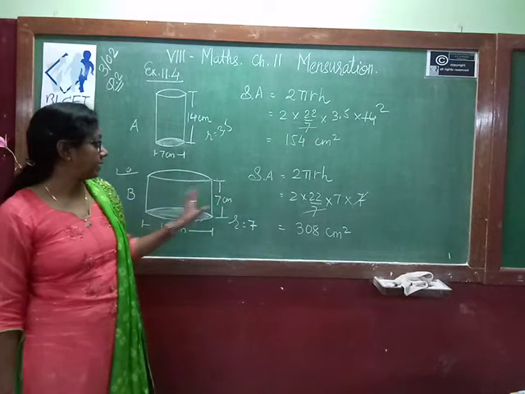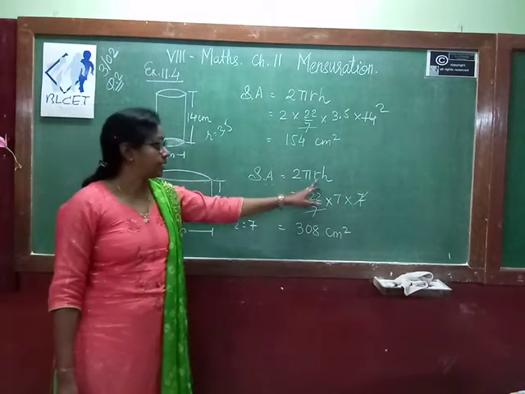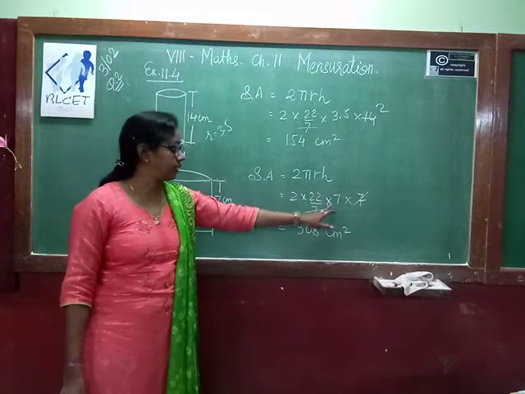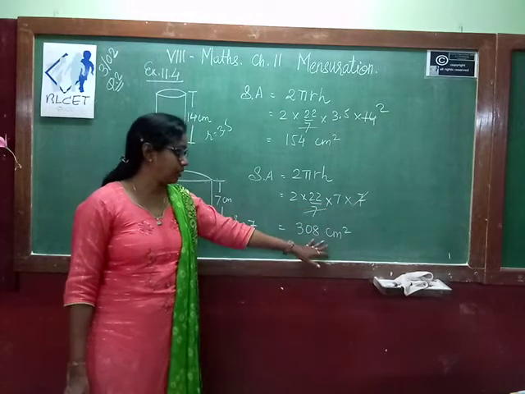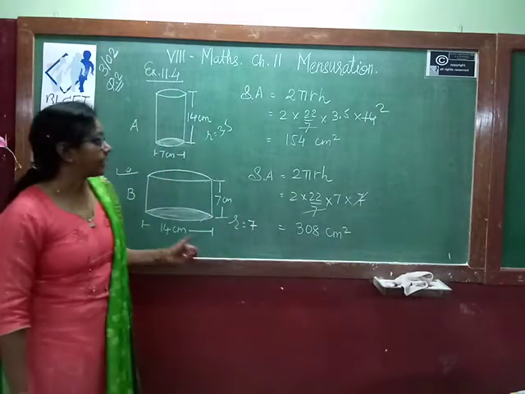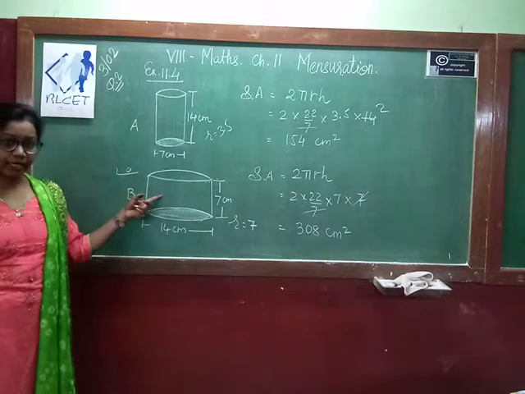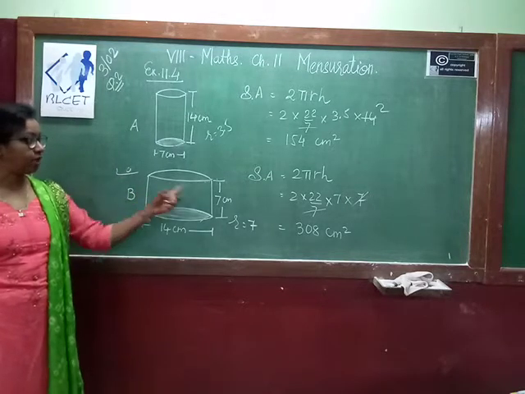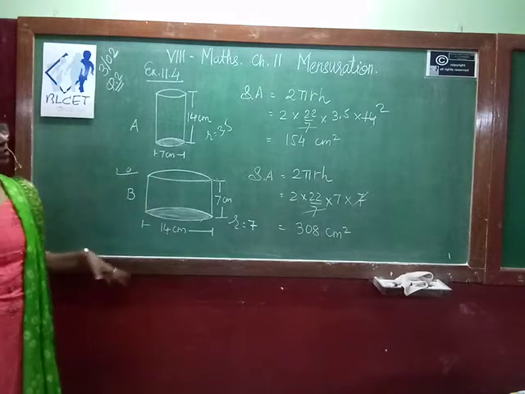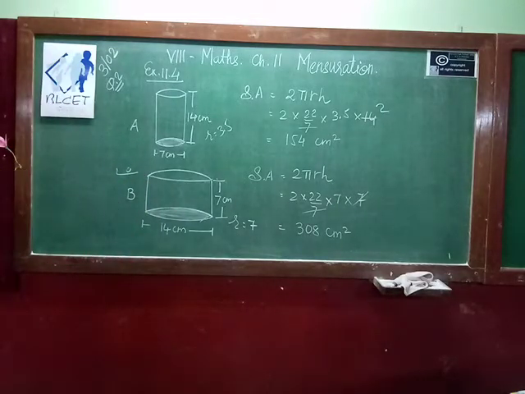Same way, if you find the surface area of this cylinder B, 2 pi r h, 2 into 22 by 7 into 7 into 7. So what is the answer? 308 centimeter square. Okay, so what we can suggest from this? Volume of cylinder B is greater, as well as the surface area of cylinder B is also greater. So this conclusion we can get from this calculation. Okay, move on to the next question.